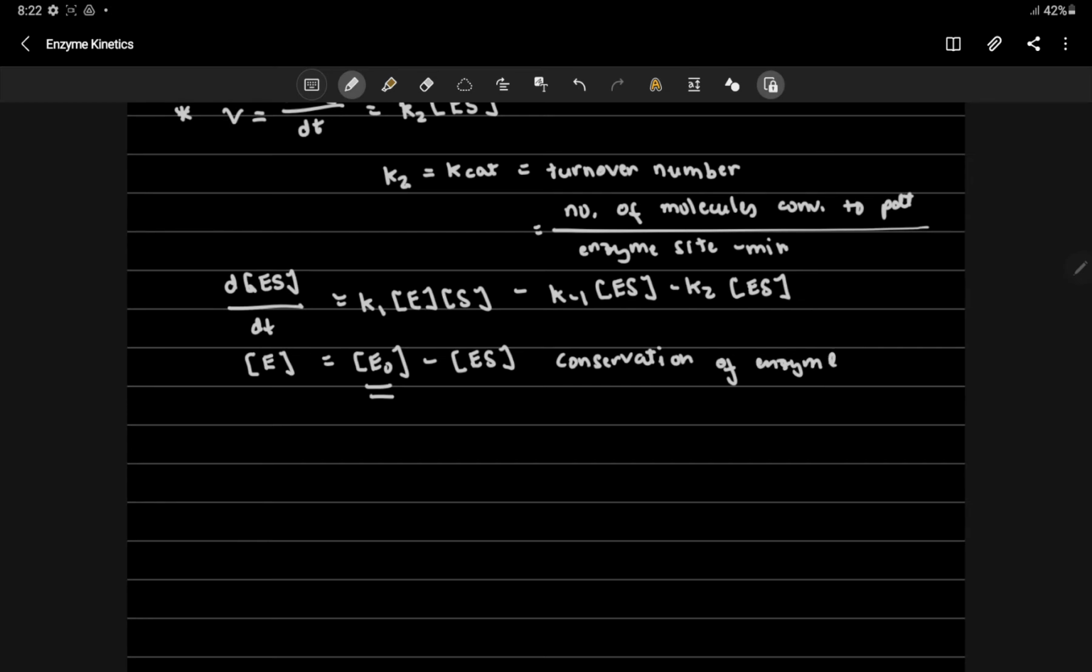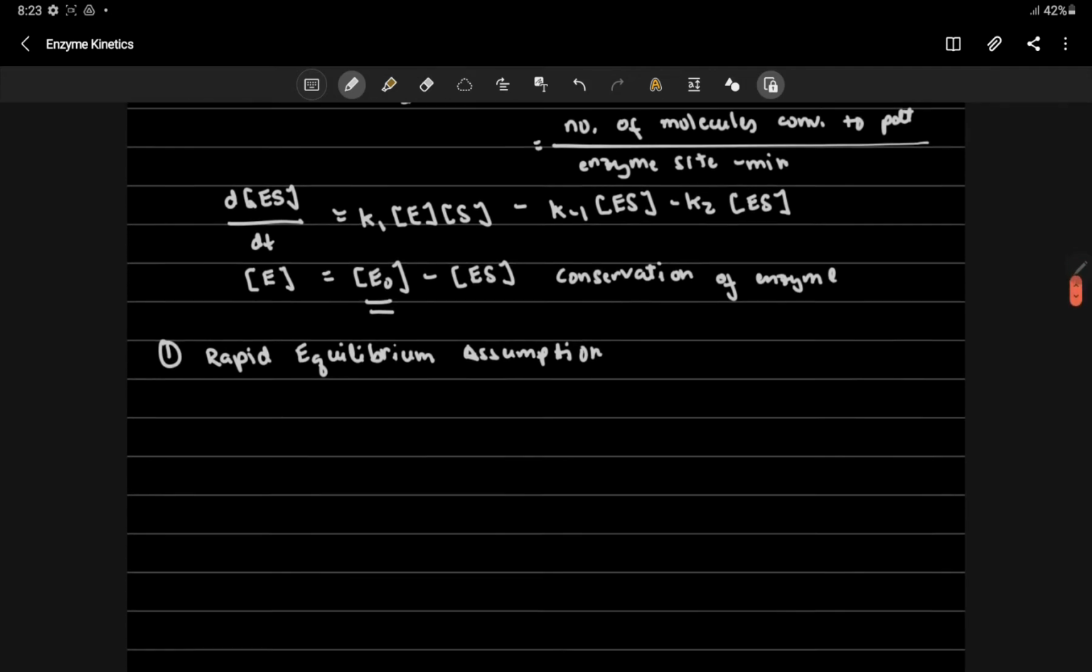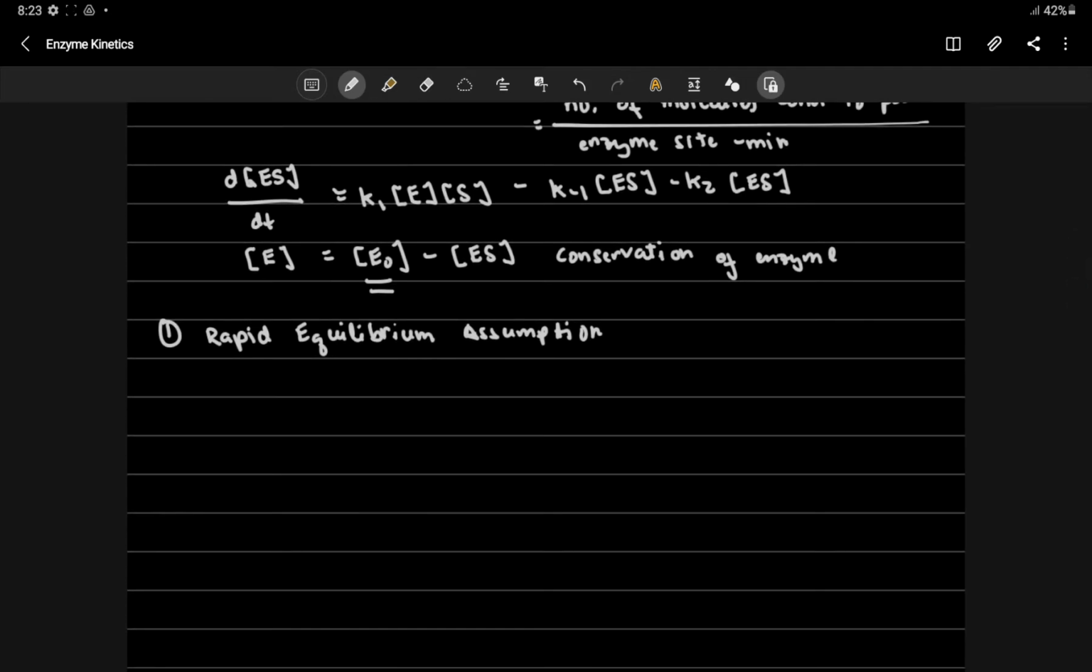Now, dito na tayo mag-a-assume ng dalawang conditions. Either we will assume rapid equilibrium or we can assume what we call steady state. So let's try first the rapid equilibrium assumption. So, paano yan? Si rapid equilibrium assumption, ito yung development or derivation na ginawa nina Michaelis tsaka Menten. I don't know kung ano yung kanilang first name, but ito yung tinatawag nating Michaelis-Menten assumption or derivation. So, paano to?